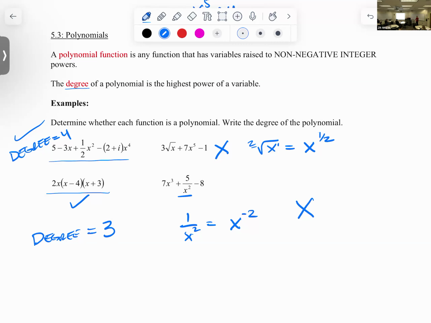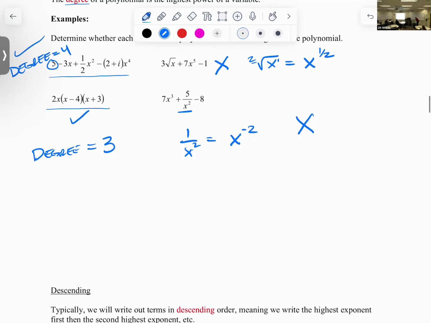So go back to the first one. Can we just do 5 to the first power and would it still be 5? Well, instead of putting 5 to the 0 power, that's just 5. Oh, okay. 5 is equivalent to 5 times x to the 0 power, right? Which is 5 times 1. All of those mean the same.